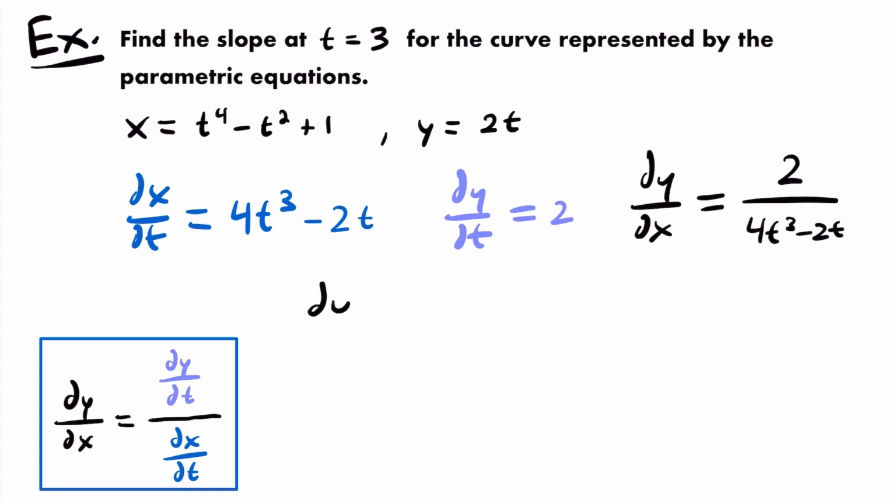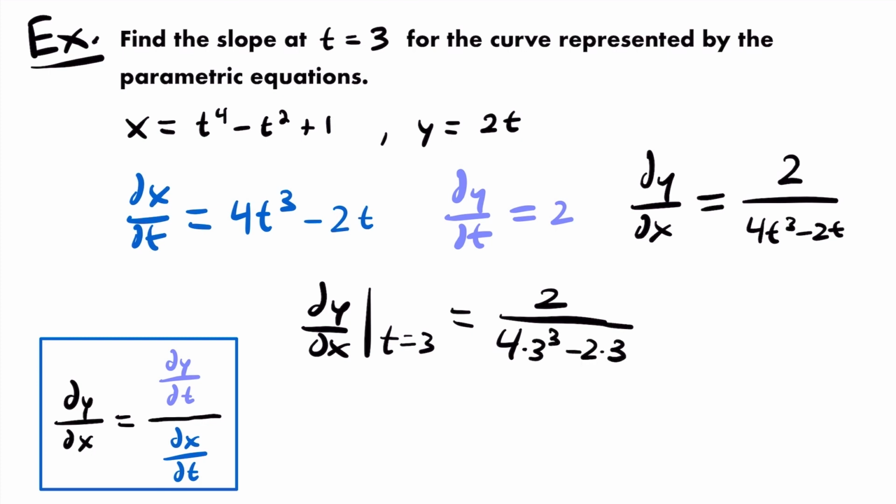So what we'll have is dy/dx evaluated at t equals 3 will be equal to 2 divided by 4 times 3 cubed minus 2 times 3. Right, we just replaced each of these t's with 3 because t is equal to 3. So now if we simplify, 3 cubed is 27, so this will be equal to 2 divided by 4 times 27 minus 2 times 3, which is equal to 6. So we'll have 4 times 27 minus 6.